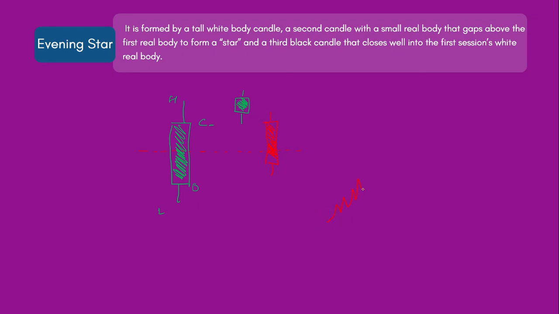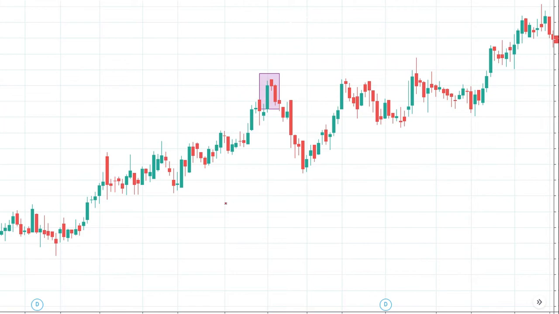Now it is a trend reversal, so whenever market is going up and when you see this pattern, it basically tells you that the market is going to fall down and basically a bearish rally is about to start. Let us understand this setup also with an example.